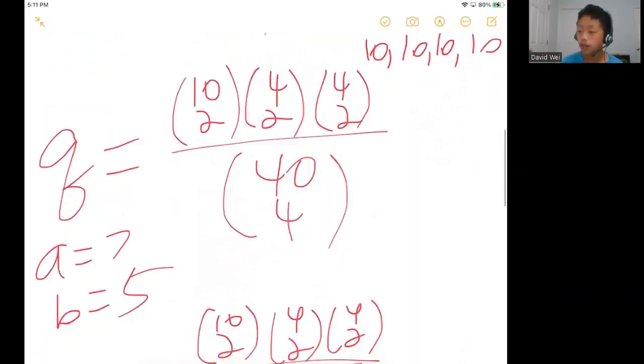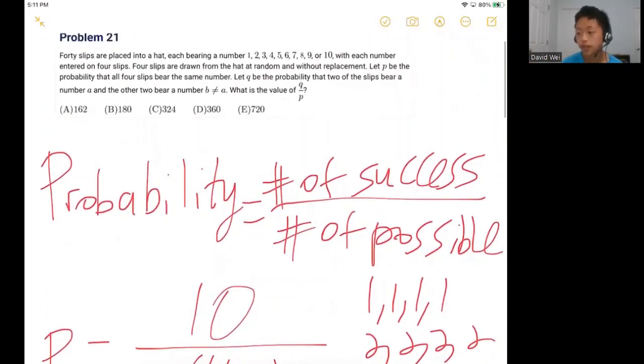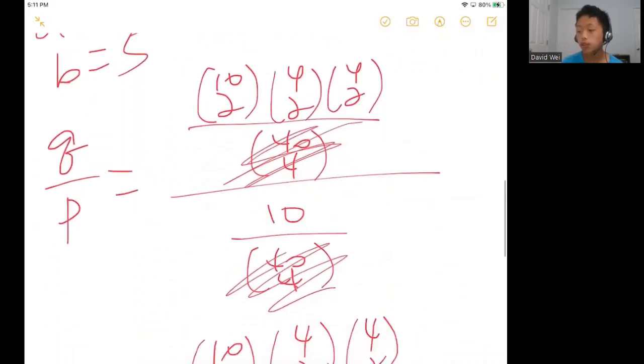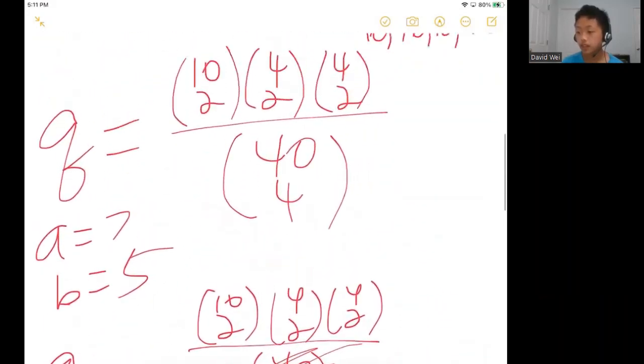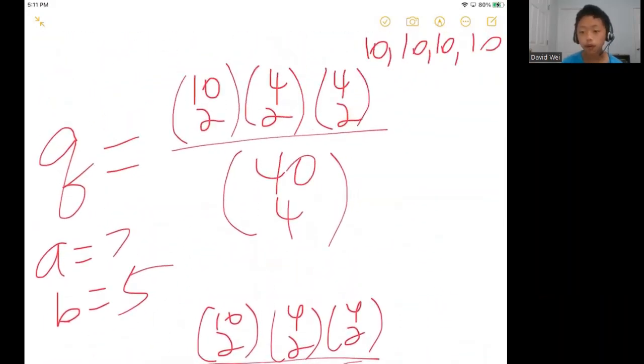And then for Q, you do 10 choose 2 to first decide the values of A and B, which are described in the problem. Once you choose the values of A and B, for A, you have 4 slips that have the number A on them, and you need to choose 2 of them. So 4 choose 2, and the same thing for B, also 4 choose 2, and divide that by 40 choose 4.